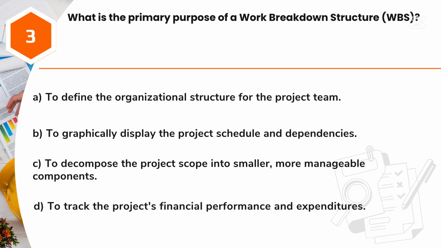Question 3. What is the primary purpose of a work breakdown structure, WBS? A. To define the organizational structure for the project team. B. To graphically display the project schedule and dependencies. C. To decompose the project scope into smaller, more manageable components. D. To track the project's financial performance and expenditures.